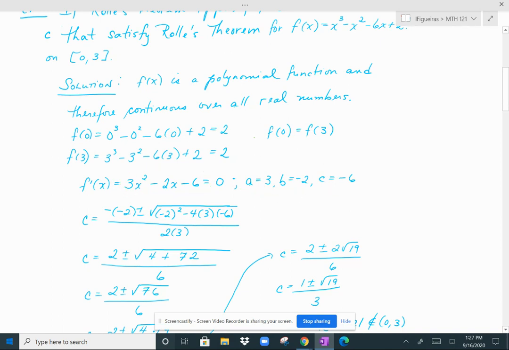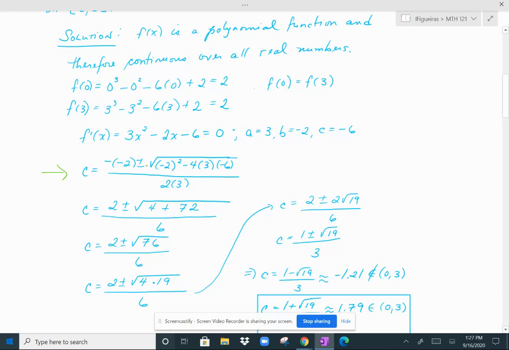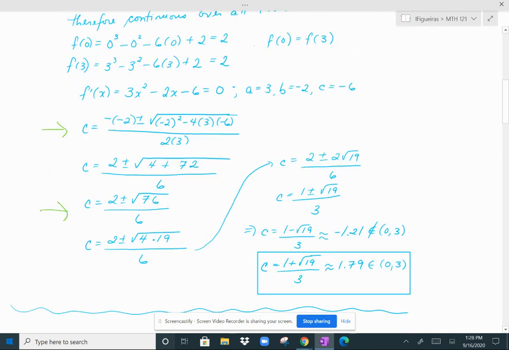And then we're ready to use the quadratic formula. So instead of calling it x equals, I'm going to call it c equals, so c being the critical point that we will find. So here we have -2 plus or minus the square root of -2 squared minus 4 times 3 times -6, all over 2 times 3. So that's your quadratic formula. When you simplify, you end up here at 2 plus or minus root 76 over 6. But root 76 can be broken down into 4 times 19. And we like that product because 4 is a perfect square.